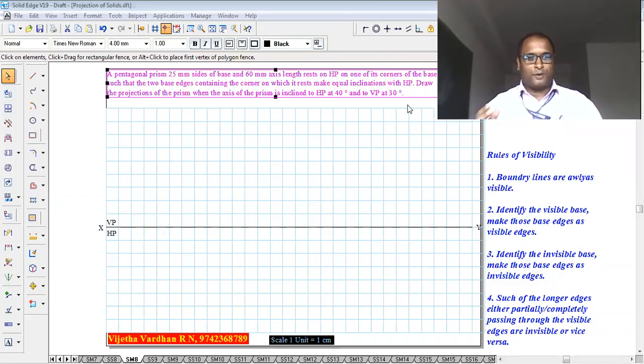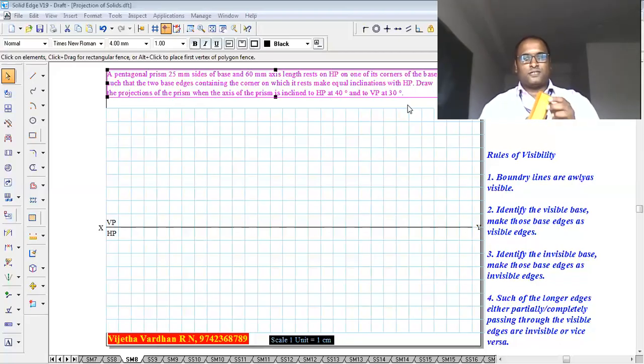Now let us consider a problem which is as mentioned. A pentagonal prism, 25 millimeters edge of base and 60 millimeter axis length, rests on HP on one of its corners of the base, such that the two base edges containing the corner on which it rests make equal inclination with HP. Draw the projections of the prism when the axis of the prism is inclined to HP at 40 degree and VP at 30 degree.